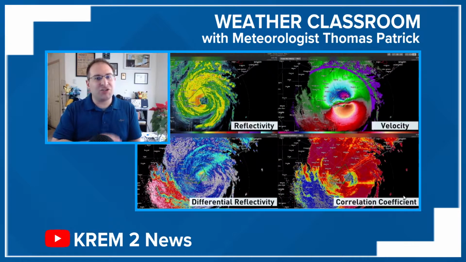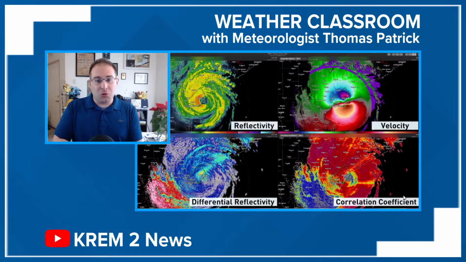There are essentially 4 different layers of raw data that Doppler radar will detect for us. We have the reflectivity in the top left. That's pretty much the standard image of what you would normally see on TV. The velocity, which is the speed inbound or outbound of any kind of object. Differential reflectivity, which determines kind of a shape of an object.